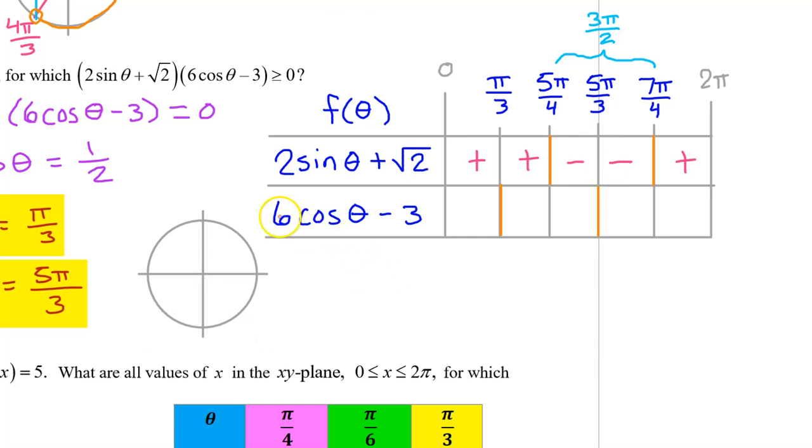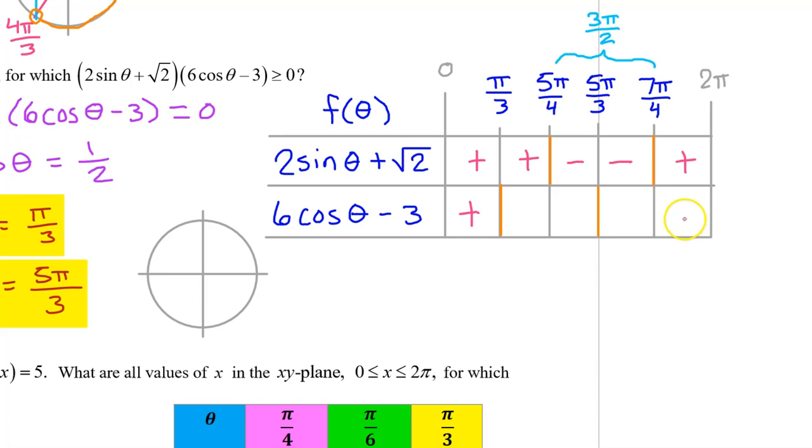Now let's decide whether the second factor is positive or negative in each interval. For the first interval, we can again use 0 as a test value. So let's plug in 0 right here. Cosine is the x value on the unit circle, and at 0 radians, the horizontal displacement is 1. We are 1 to the right. So cosine of 0 is 1. That makes 6 minus 3, which is positive.